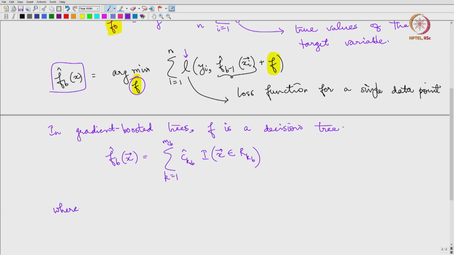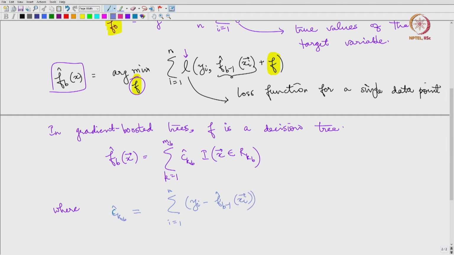And you would also remember that the optimal value of c k b hat is given as the sum i going from 1 to n of y i minus f hat b minus 1 of x i, right.